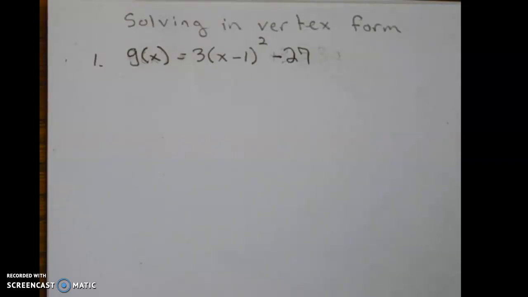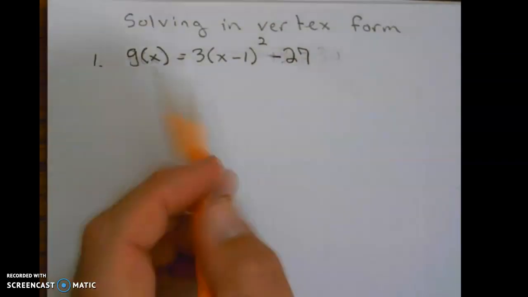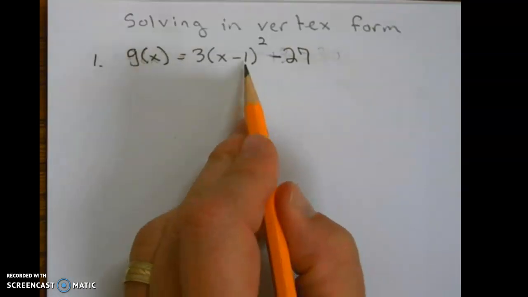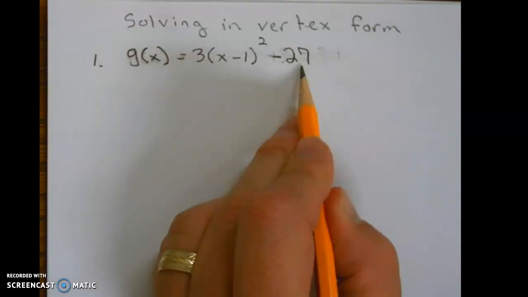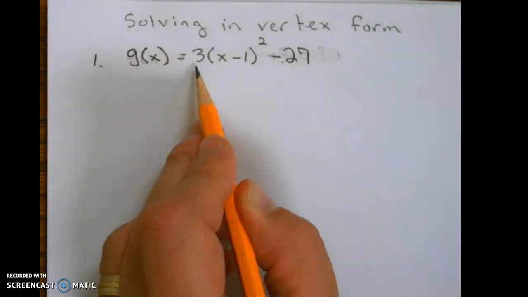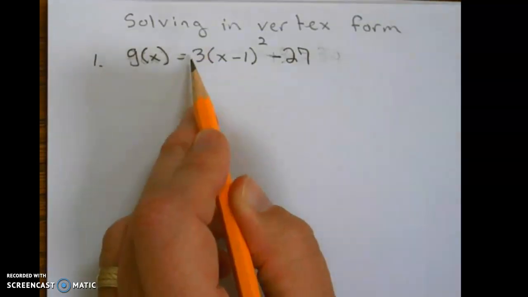Okay, class, today we're going to learn how to solve a quadratic equation in vertex form. So here's our equation. Right now you can see it is in vertex form. There's a vertex at 1, negative 27, and there's a vertical stretch. It's obviously opening up with a vertex of a minimum.